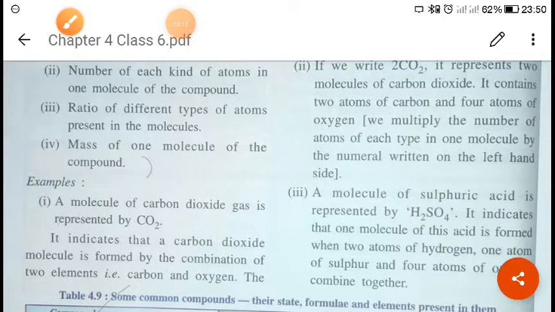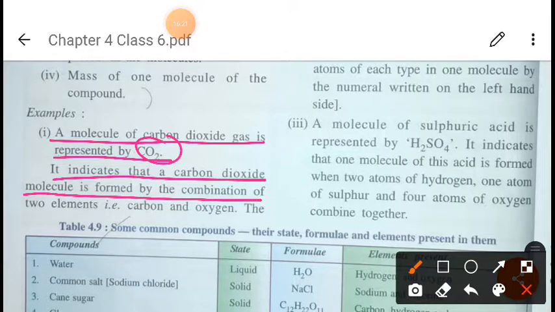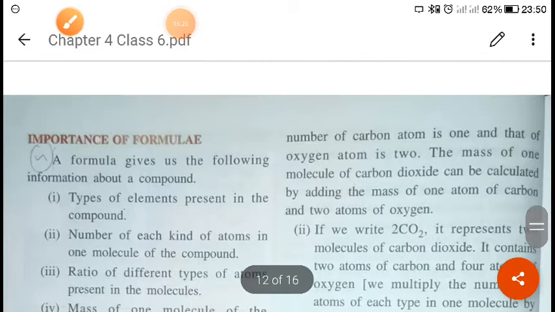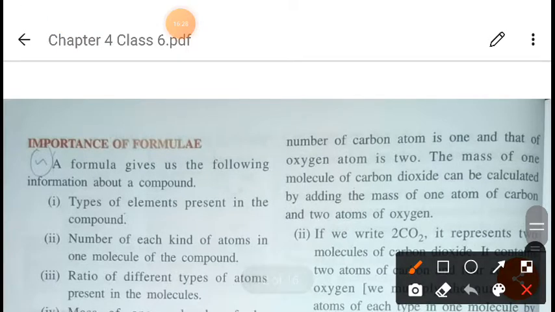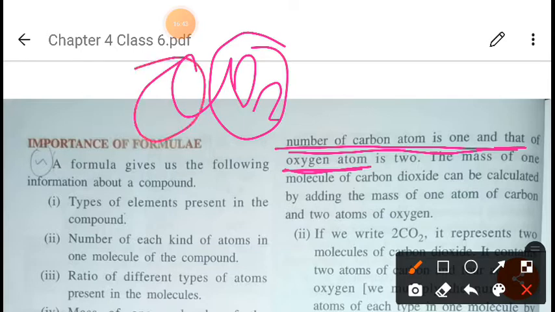So some examples are given. As you can see, the molecule of carbon dioxide gas is represented by CO2. It indicates that the carbon dioxide molecule is formed by the combination of two elements, carbon and oxygen. So the number of carbon atoms is 1 and that of oxygen atoms is 2. In CO2, oxygen is 2 and carbon is 1, right?